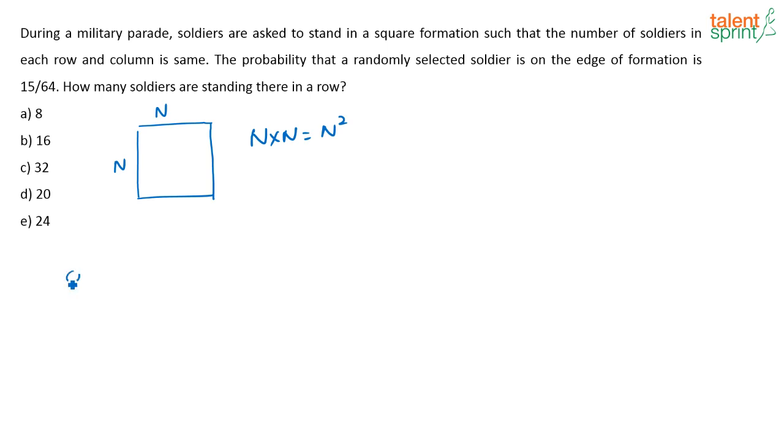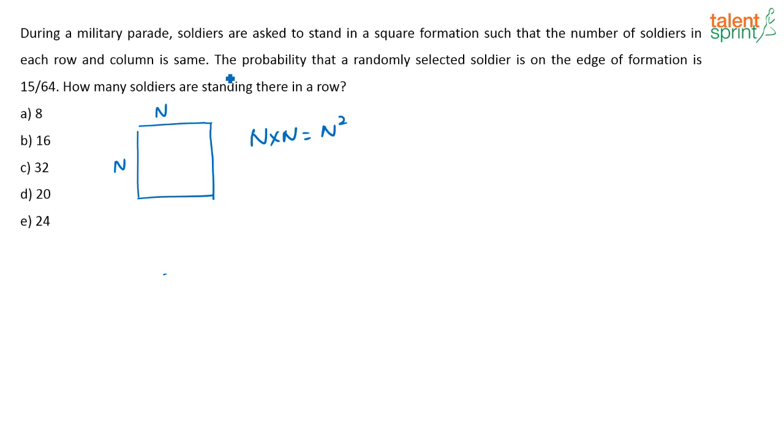I hope that's clear, correct? So let's say there are 2 people in one row, 2 people in one column, means totally how many people are there? 2 into 2, 4. Same concept, correct? If there are n people in one row, n people in one column, totally how many people will be there? N square people will be there.